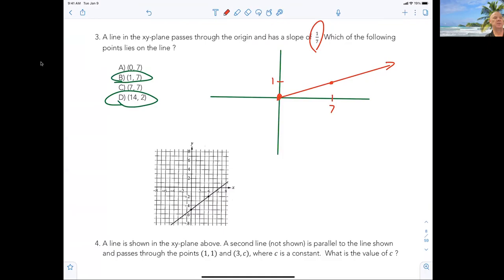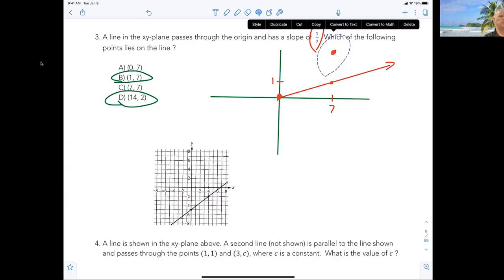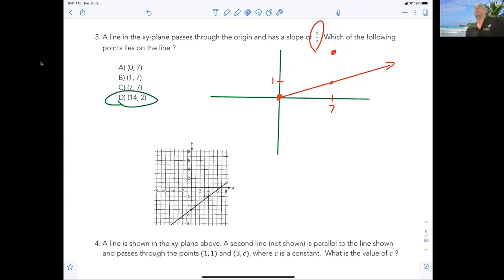Now, take a look at that. Is it possible for (0, 7) to be on the graph? No. Does everybody agree with me? Look up on the board because I love my iPad so I can help you visualize things. So does everybody agree (0, 7) is not possible? So now (1, 7), over 1 up 7. Is that possible? No. (7, 7), is that possible? Uh-oh. The only possible answer then is D. All right, now, again, listen to what I'm saying.